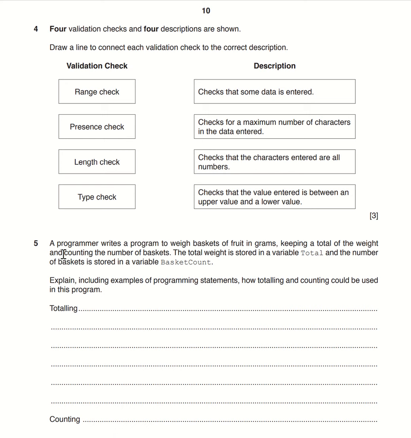And next question. A programmer writes a program to weigh baskets of fruits and crabs. So what this question is, keeping a total of the weight. The total weight is stored in a variable total, and the number of baskets is in the variable basket count. So what do we write for those, and how could totaling and counting be used?